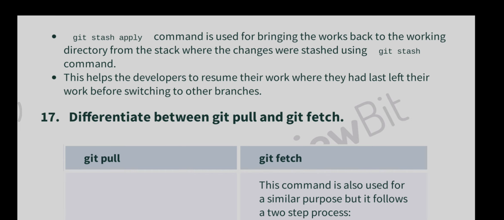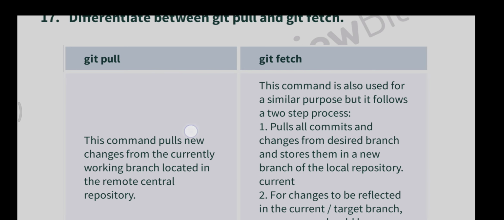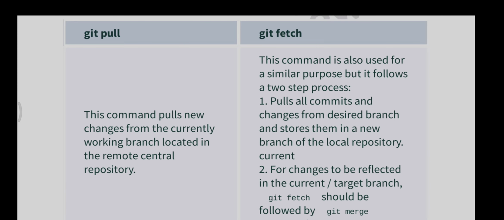Differentiate between git pull and git fetch. Git pull: this command pulls new changes from the current working branch located in the remote central repository. Git fetch: this command is also used for a similar purpose, but it follows a two-step process. Pull all commits and changes from the desired branch and store them in a new branch of the local repository. For changes to be reflected in the current or target branch, git fetch should be followed by git merge.